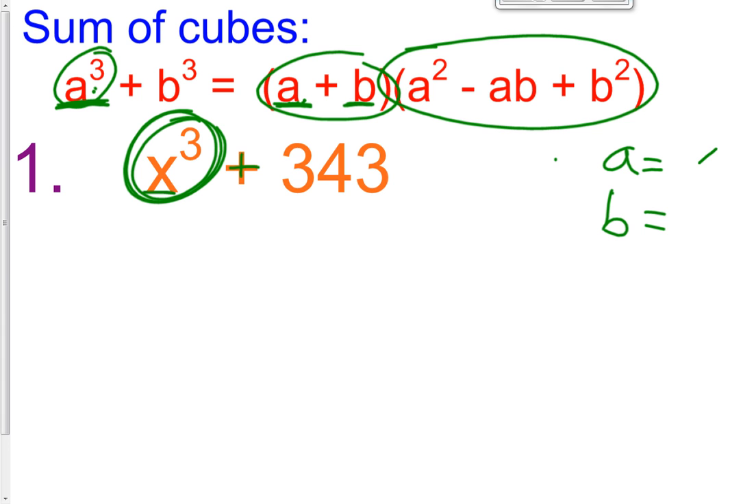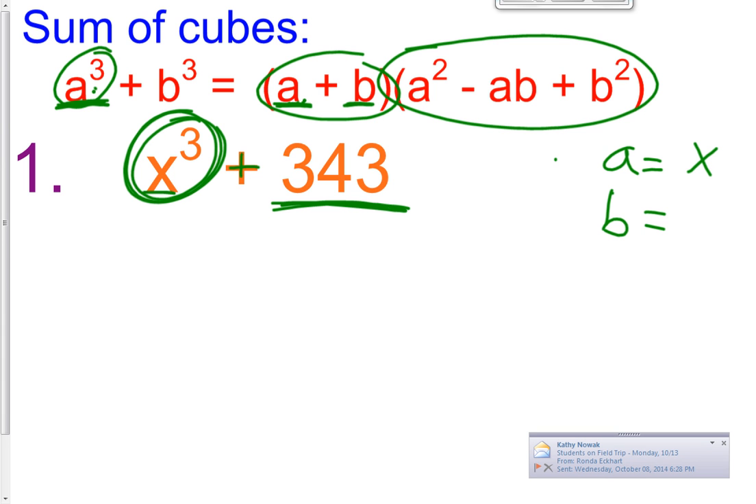We already talked about it. It's x. X times x times x is x cubed, so the cubed root of x cubed is x. Now what's b? b is the cubed root of this number. So what times what times what is 343? And the answer to that is 7. 7 times 7 times 7 is 343.